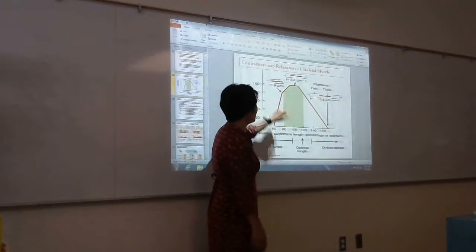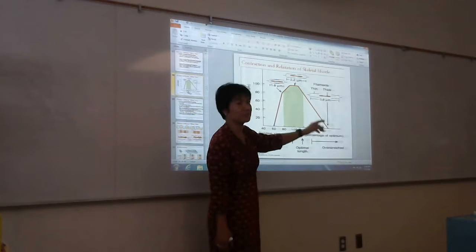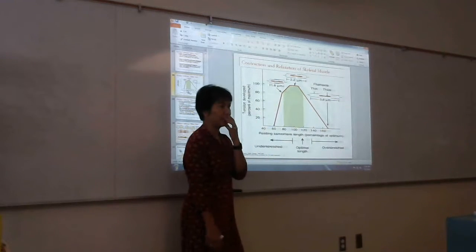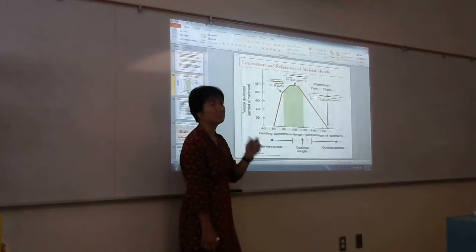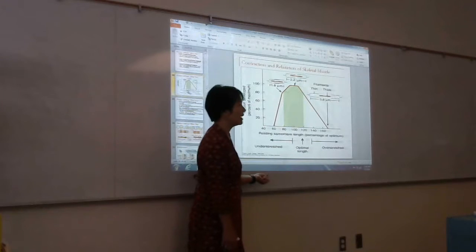Hopefully you do. Look at this. These are showing you different stages of zone of overlap. Where is the ideal zone of overlap here, which will give me the maximum muscular activity? The one where?